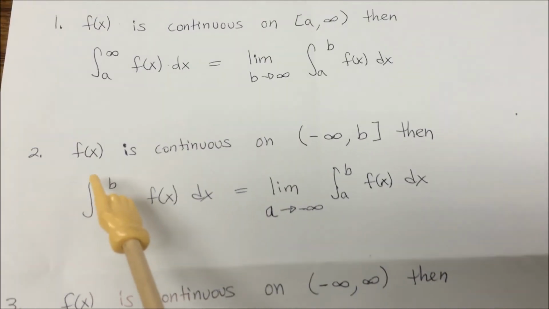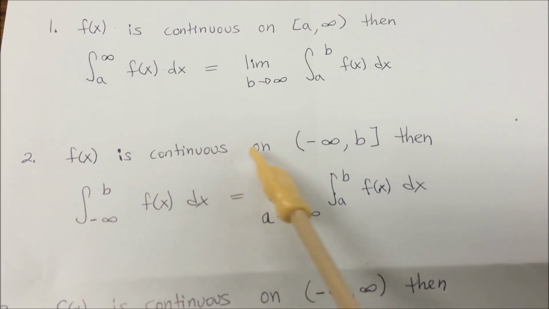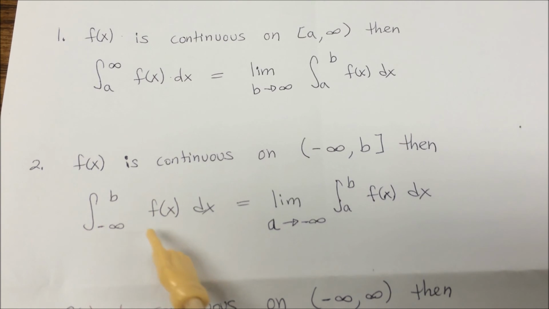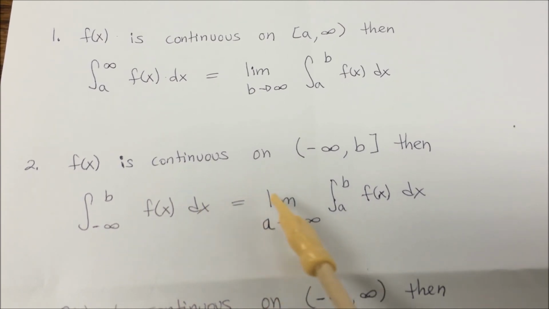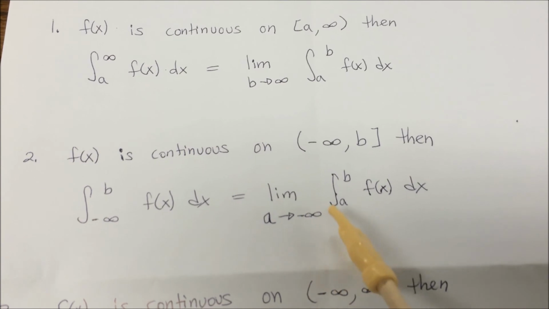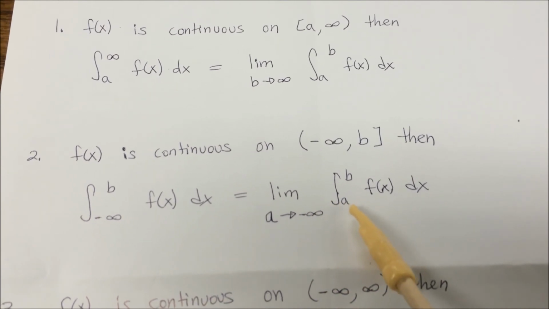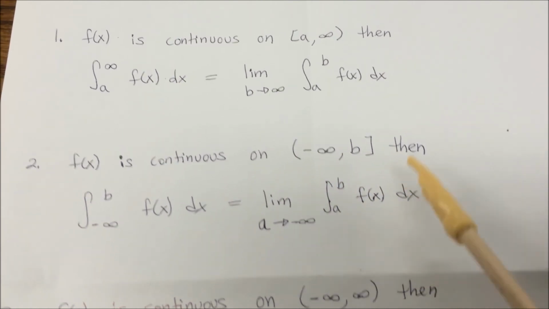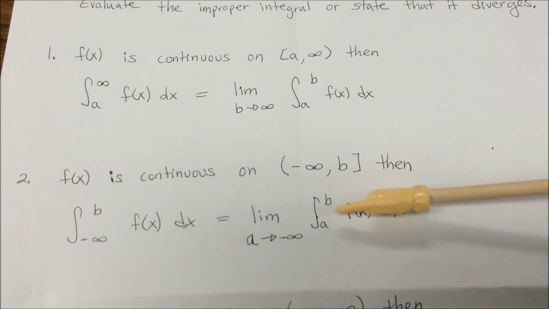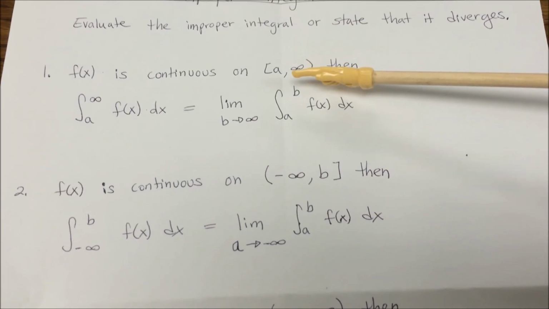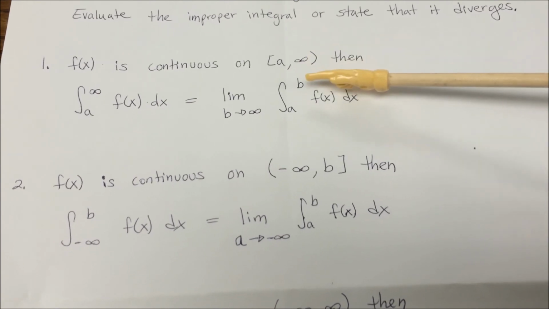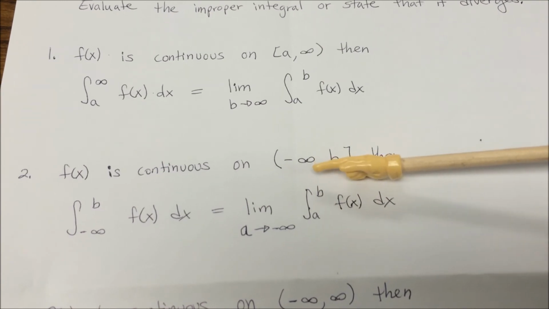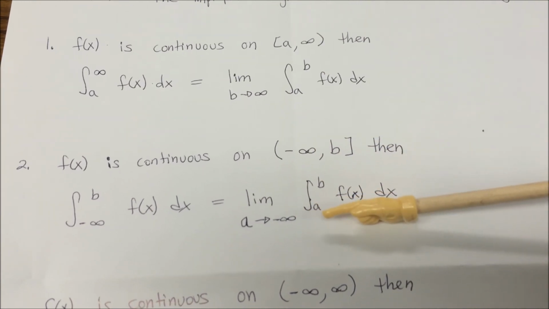The second case is the opposite, when f of x is continuous on negative infinity to b. Then the integral from negative infinity to b of f of x dx is equal to the limit of a approaching negative infinity, so that's down here. The b is the same b that we talked about up here, which is a number, and f of x. The difference between these two is that this one goes to positive infinity, so that's up here, which is why they put a b right there. And this one is negative infinity, so that's your a down here.